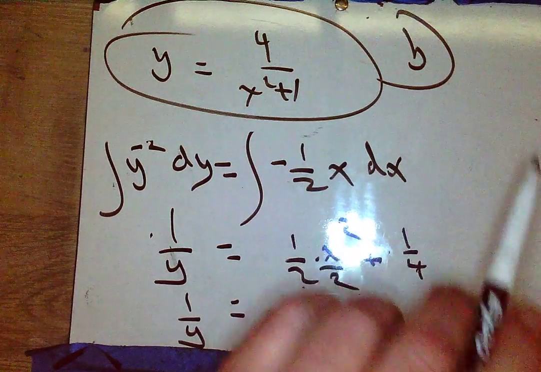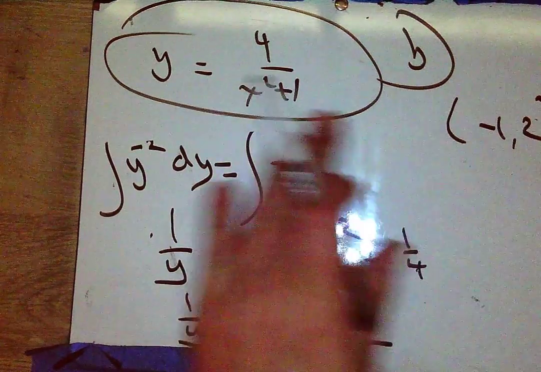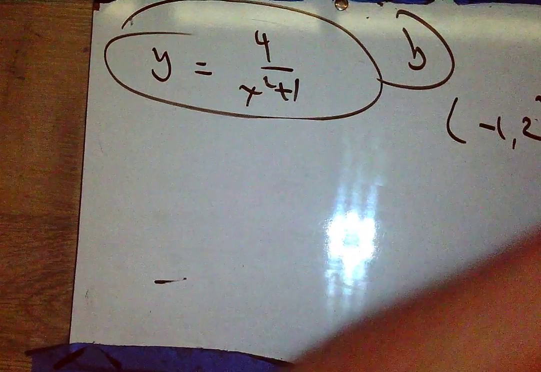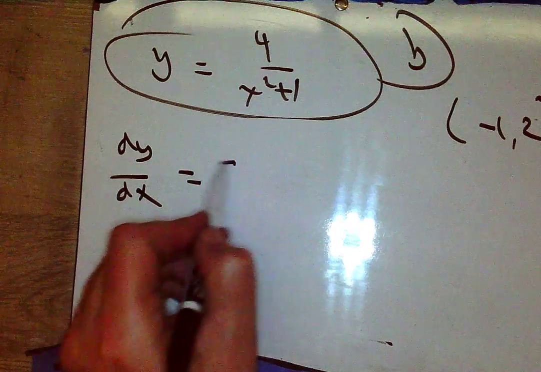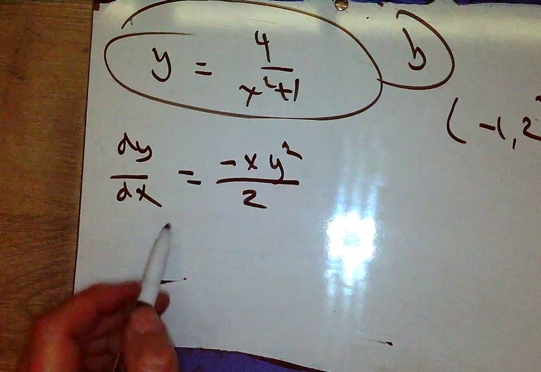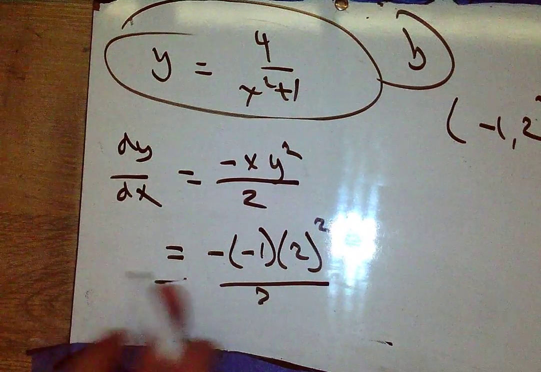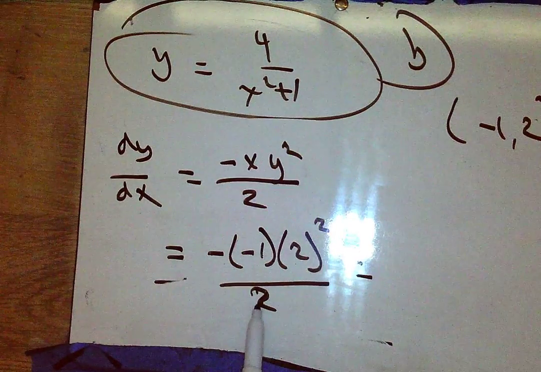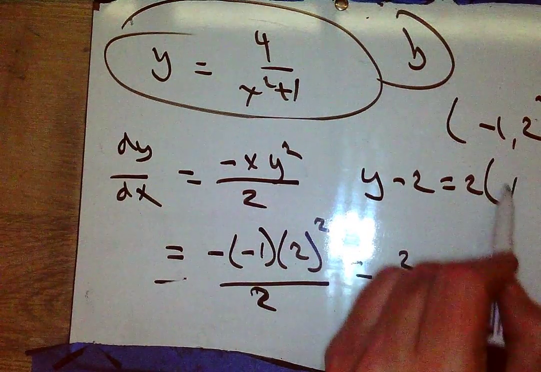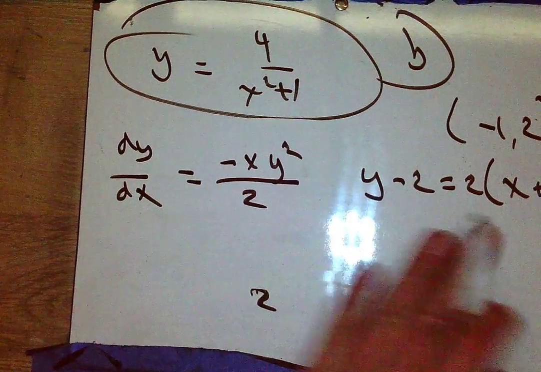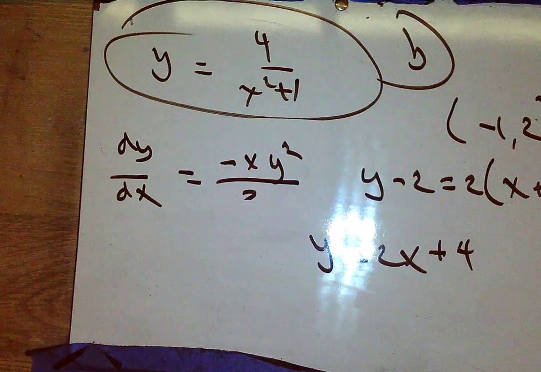And finally, we want the equation of the line tangent at negative 1, 2 to this function. Well, I have the point already, but I still need the slope. So remember, synonym for slope in our class is derivative. And so that's going to be minus negative 1 times 2 squared over 2. Well, that's going to be 4 over 2, which is 2. And so now y minus 2 is 2 times x plus 1. And I would probably stop there. But you could take it further and say y equals 2x plus 4.